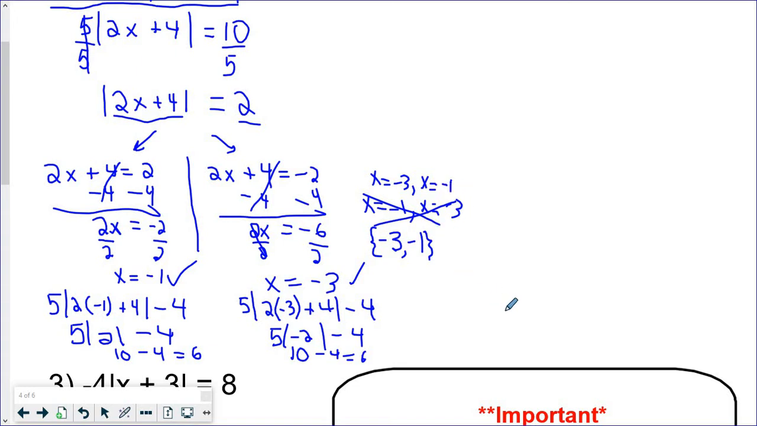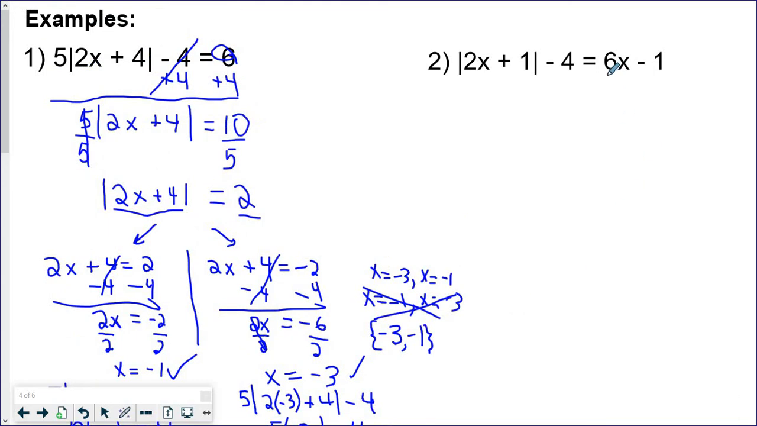All right, let's take a look at another problem. And notice I've changed it just slightly. I put a variable on both sides. It doesn't change the process. Okay, so you ask yourself, can anything be simplified here or here? The answer is no. So you start on the left side and you start reversing GEMDAS. The only thing I can do is get rid of the very bottom by adding that 4.